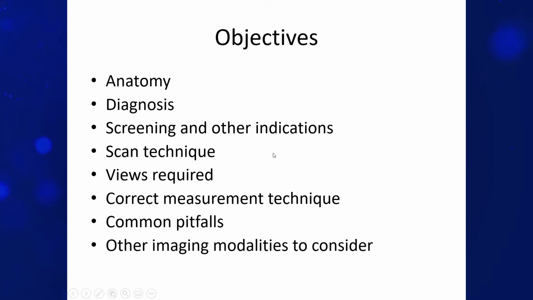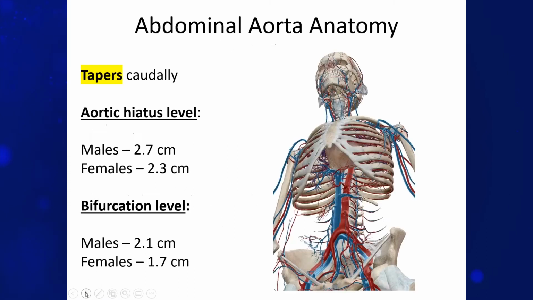well as scan technique, the views required when you're doing this procedure, and the correct method of measuring the abdominal aortic diameter or the aneurysm diameter, and some pitfalls so that we don't encounter any mistakes while doing this procedure, and other modalities to consider when ultrasound doesn't work.